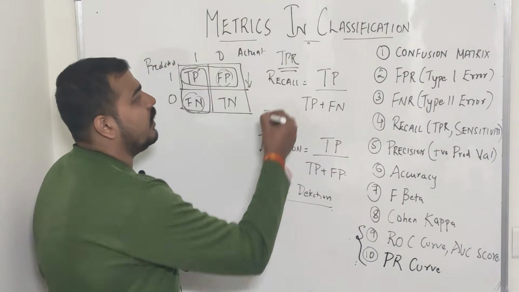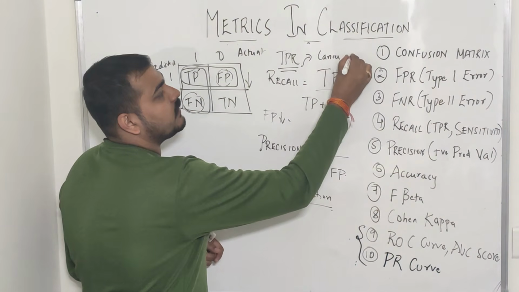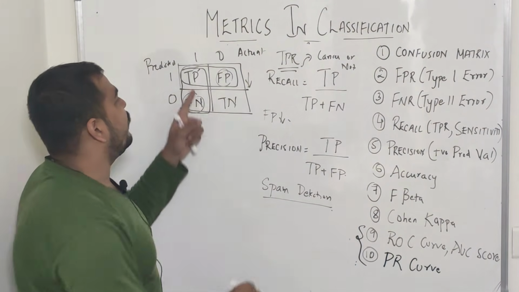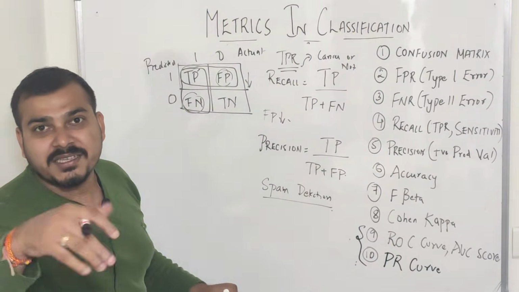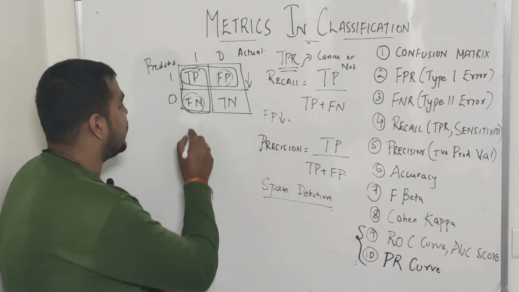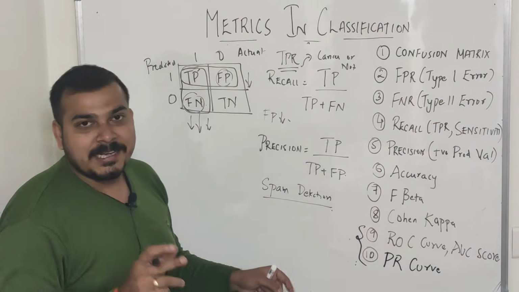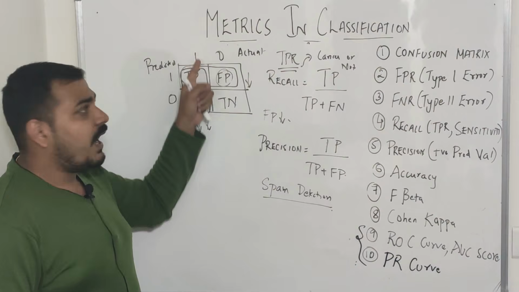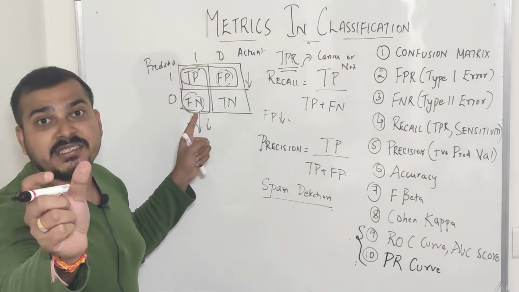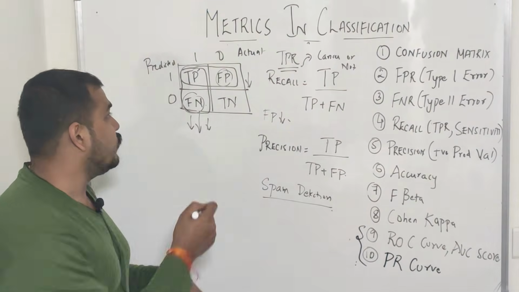But what about recall? Suppose I say whether the person is having cancer or not. My 1 value specifies that he is having cancer, and 0 specifies that he is not having cancer. In this case, we should try to reduce false negative. Why? Consider that the person actually has cancer, but the model predicts that the person does not have it.